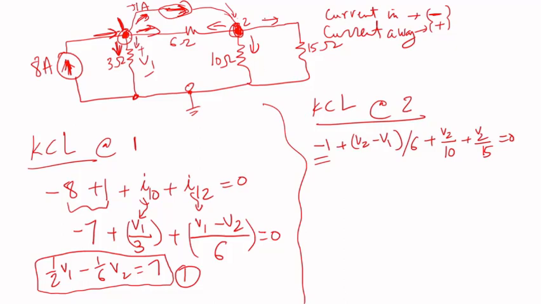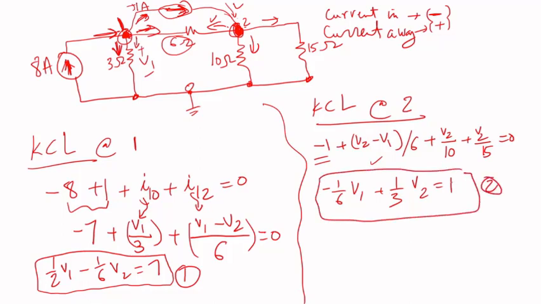Then this current here, I'm going to do V2 minus V1 divided by the resistance, which is 6 ohms. Then from this point to this point, V2 minus V0, which is just V2 divided by 10 ohms. Then from this point to this point, V2 divided by 15. Again, if I simplify, I will get something like negative 1/6 times V1 plus 1/3 times V2 equal to 1. So that's equation 2.